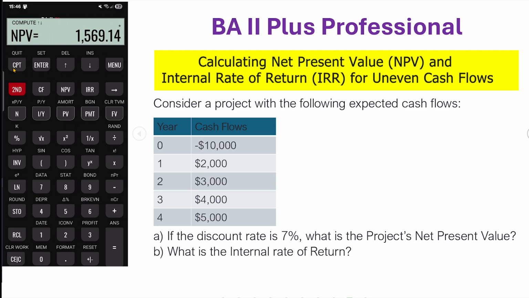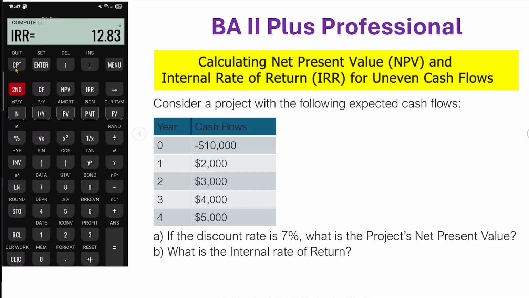Now we are going to calculate the internal rate of return. Internal rate of return is the discount rate at which the net present value of the project will be 0. To compute the internal rate of return, we will press IRR and simply click CPT to compute the internal rate of return, that is 12.83%. This means the project generates an annualized return of 12.83%, which is higher than the 7% required rate of return. So the project should be accepted.